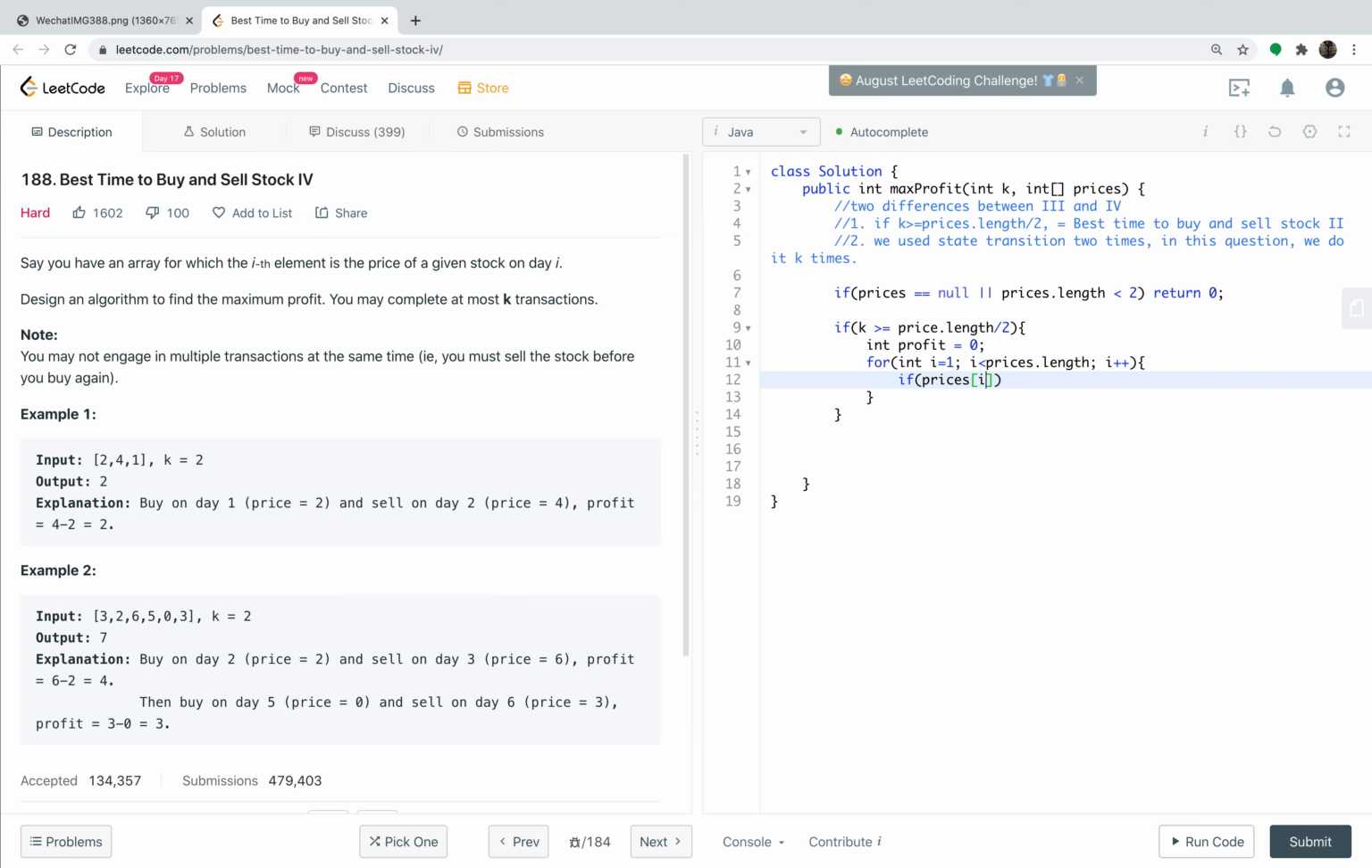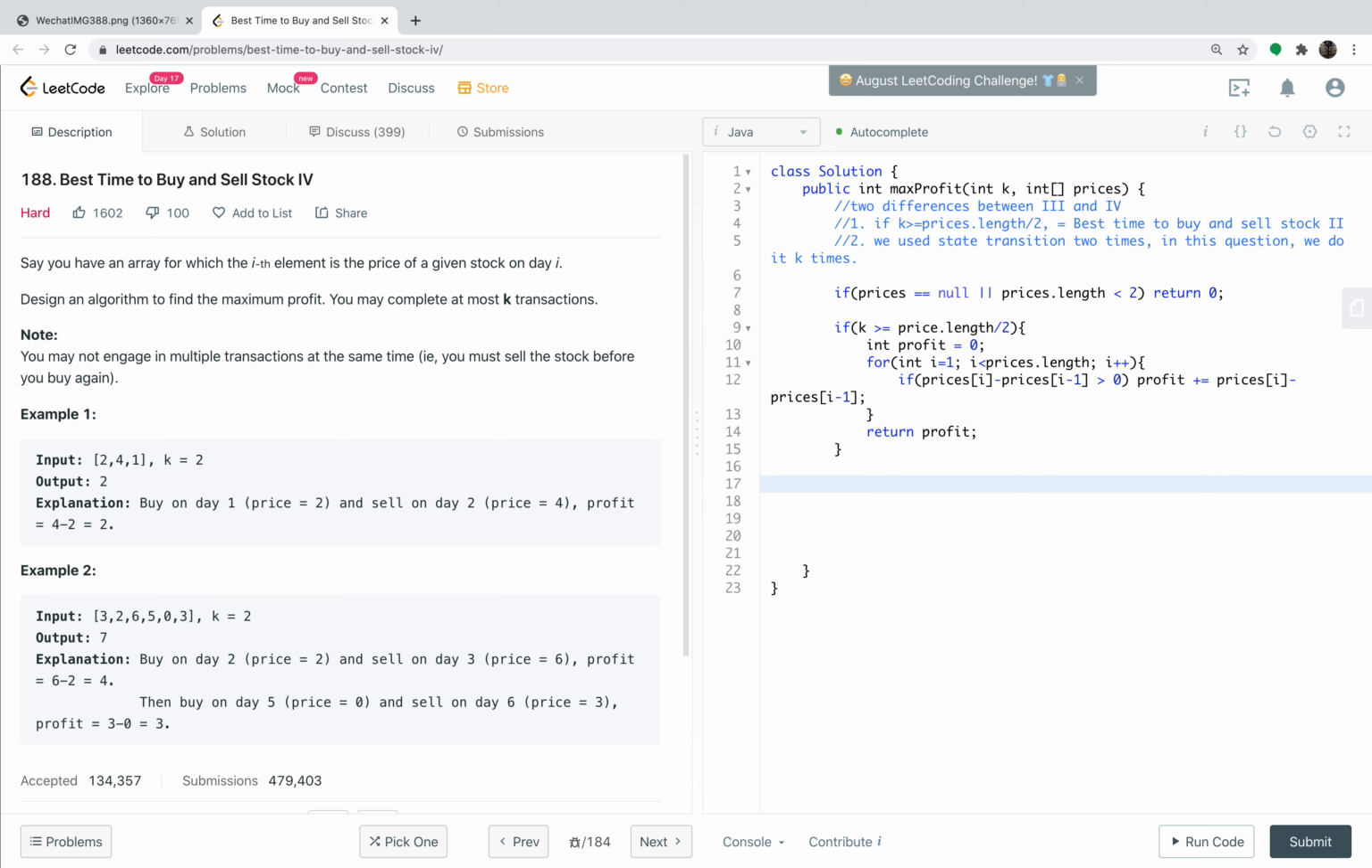If the price of this day is larger than the previous day, you get the profit plus prices[i] minus prices[i-1]. And finally you return profit. So that's basically the first difference of this question from number 3.